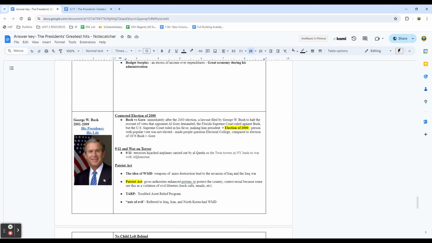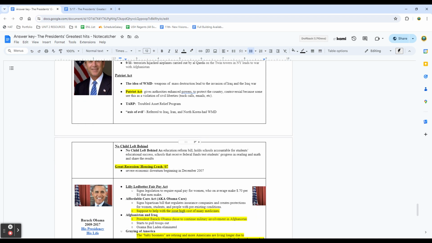There's also the Patriot Act. The Patriot Act is going to give authorities enhanced powers to collect intelligence, collect information from phone calls, emails, library records in order to combat terrorism. But this is going to prove controversial because not all of the data collected under the Patriot Act is going to be about terrorism. And what happens to your records that are collected under the Patriot Act? Well, you should find that out yourself.